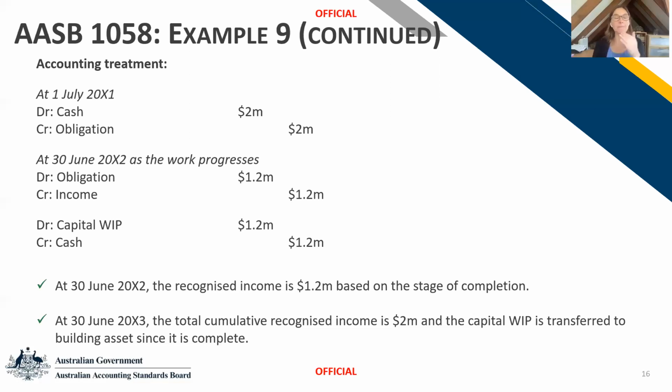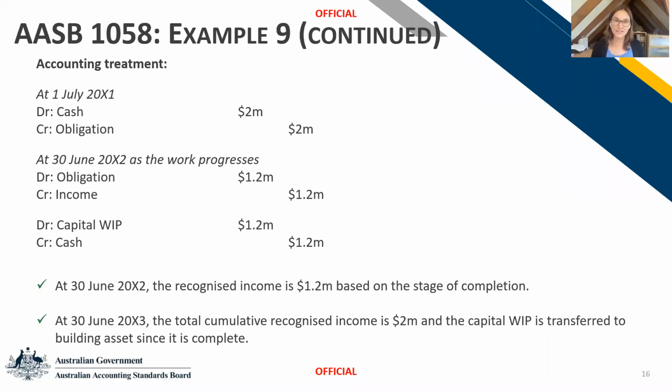As I do the work, because the building is on my land, I get the benefit of that work as it progresses. I don't need to wait until the building is complete because I'm getting the benefit as that construction is happening, because I don't need to then redo the construction if anything happened to it. So as the work progresses, I reduce the obligation that I've got for the amount that I've spent, and I credit income. So I take it out of the obligation and take it to income because I'm fulfilling the work that I need to do. At the same time, I'm also creating capital work in progress. So I'm recognising that I'm building my building and I'm spending money to do that.